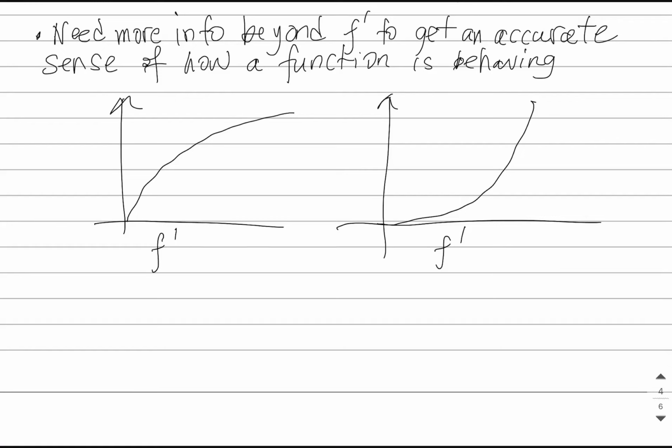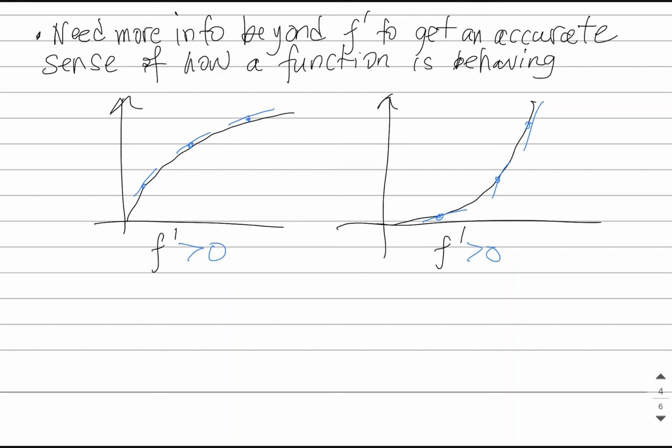F prime provides us with a lot of useful information about a function, but it's not enough to get an accurate picture. What we need is something more beyond F prime. As an example, here are two pictures of some functions, and in both cases, no matter where I draw a tangent line, the slope of the tangent line will be positive, and in both cases F prime will be positive everywhere.